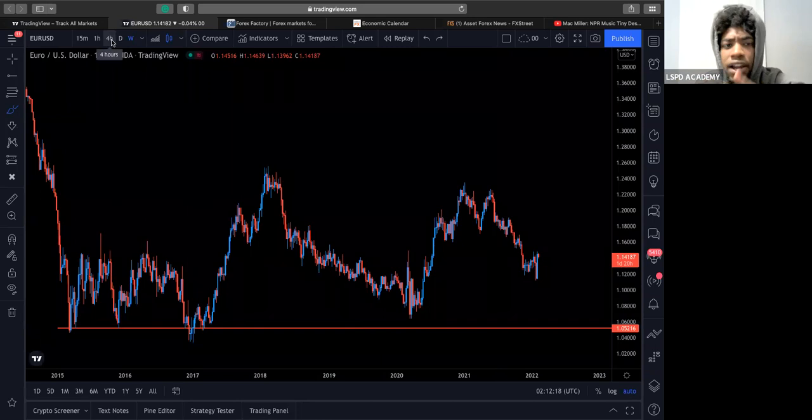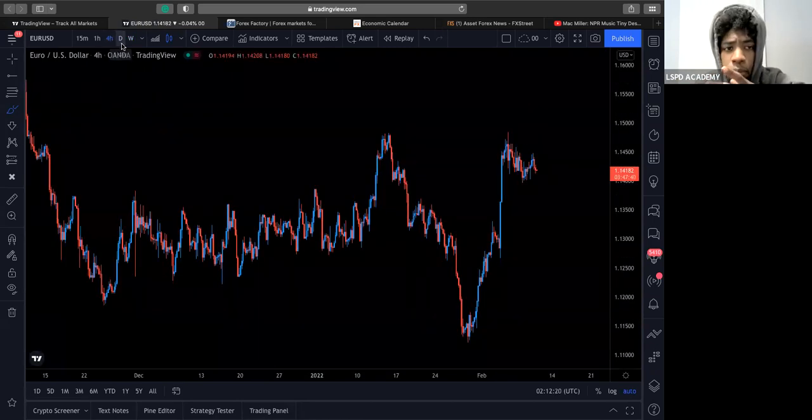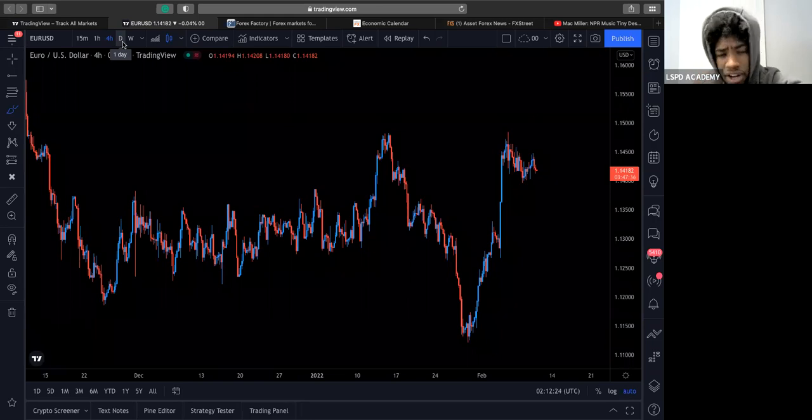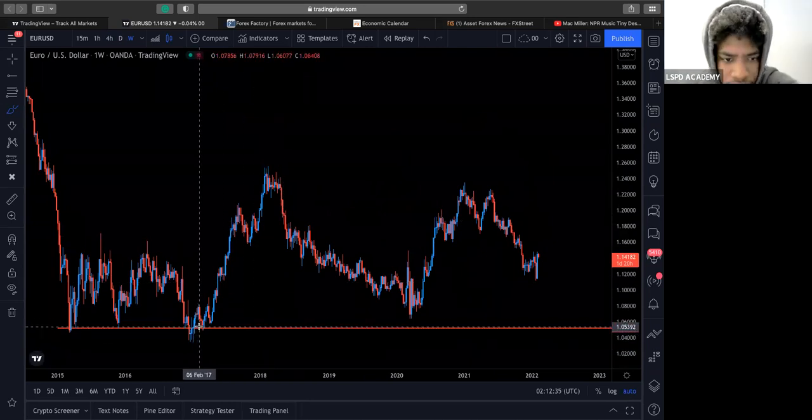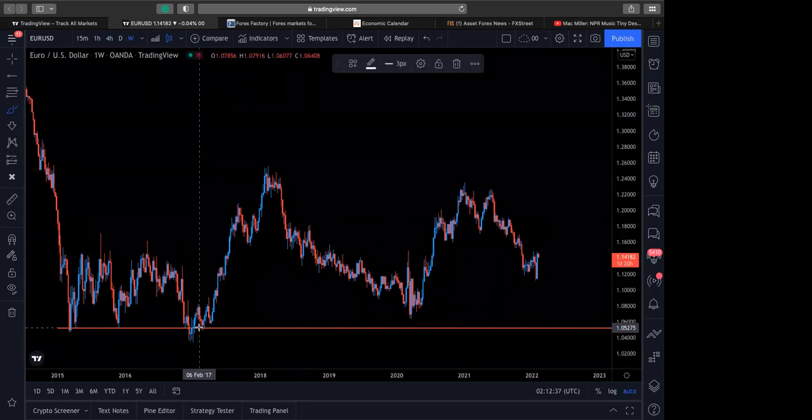When you stick to the higher time frames, like the 4 hour and the daily, you'll realize it's a lot easier to read the price and where price is going, just because it's not all the noise of the candles. You don't have too much to look into, right?